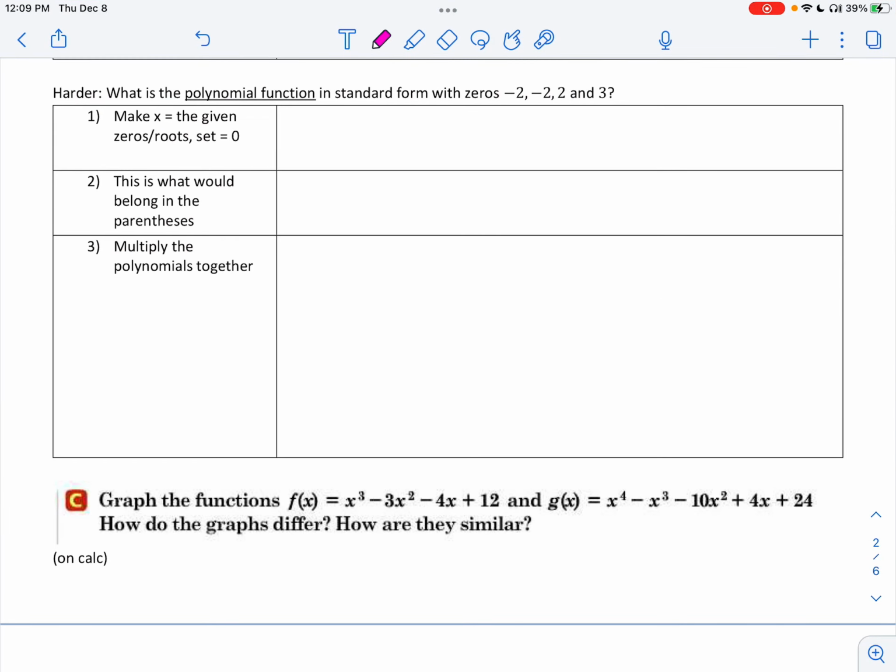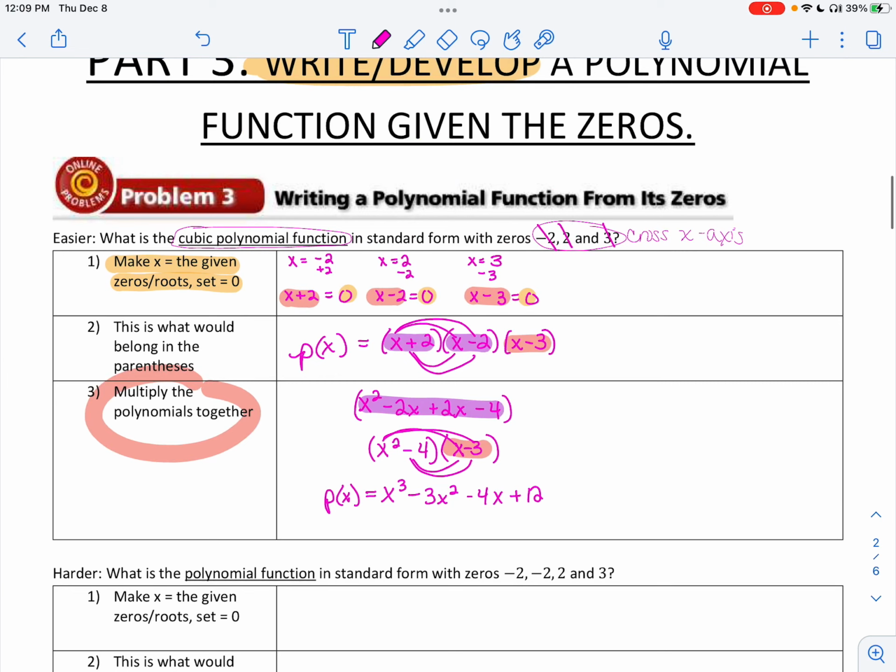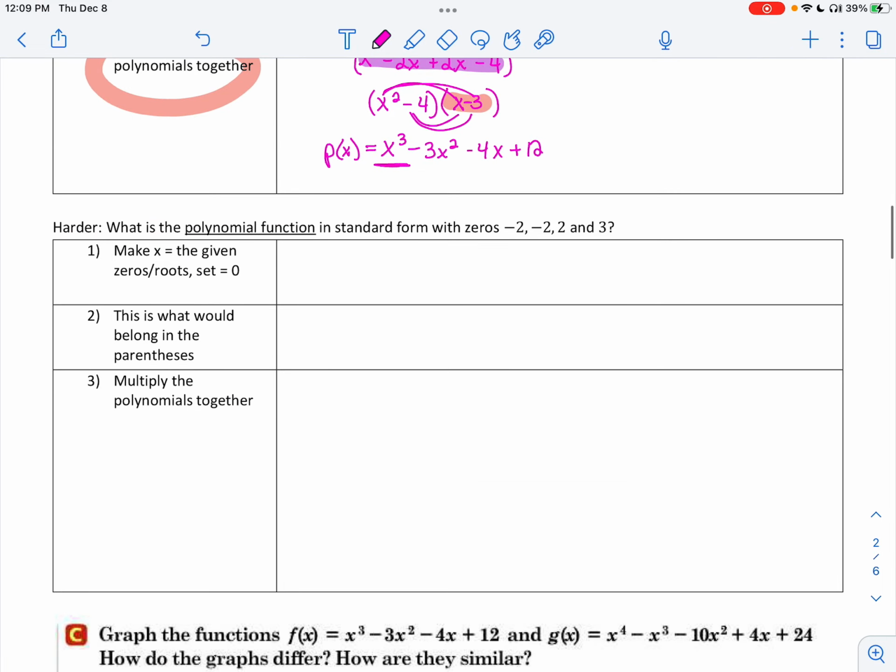Now, this one is harder, okay? What is the polynomial function? Now, look, in the last problem I told you it was cubic, didn't I? That's because it ended with the highest degree of 3. This one I'm not telling you. So at the end, let's go ahead and name it, as long as I can remember.